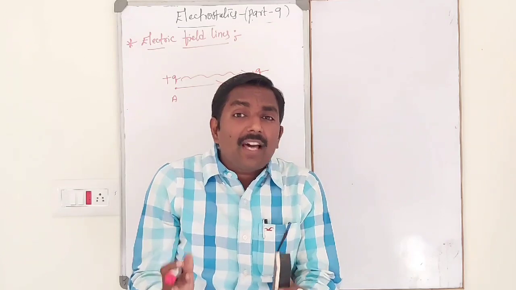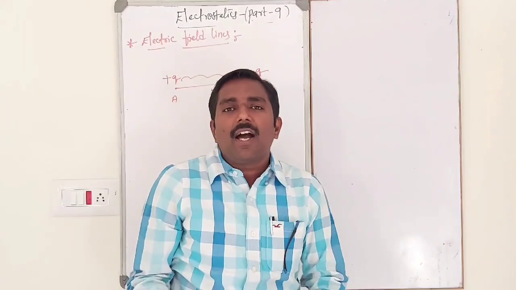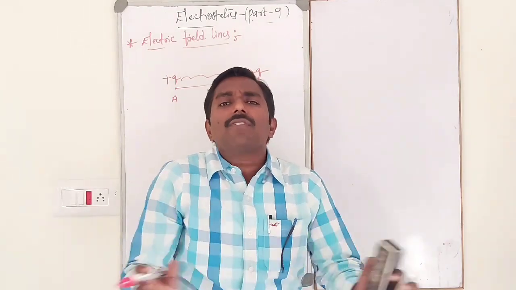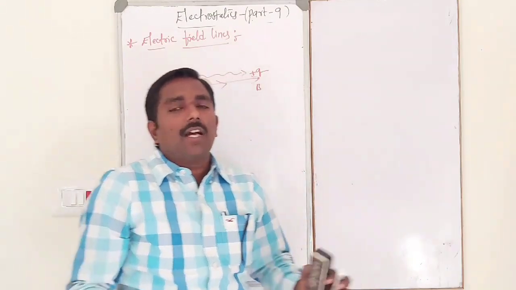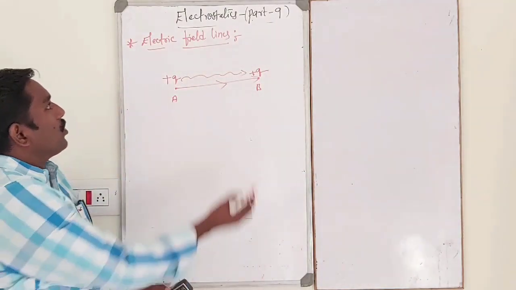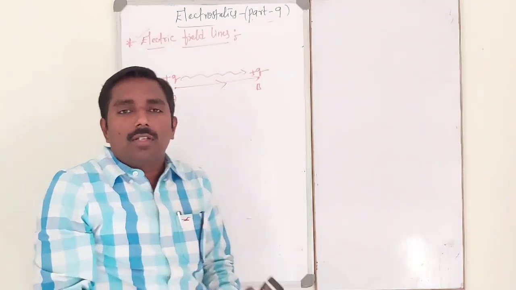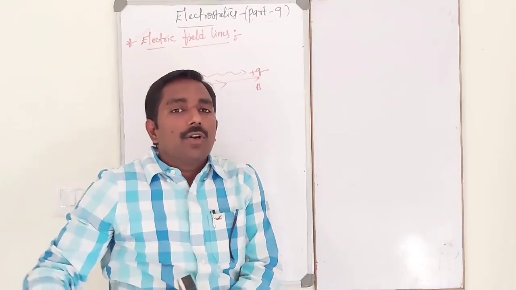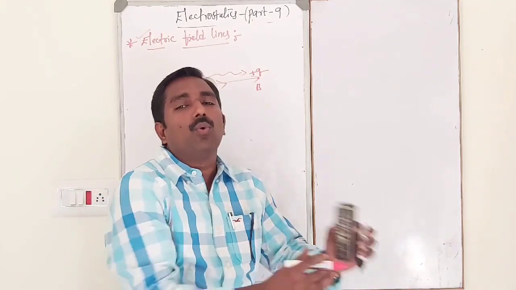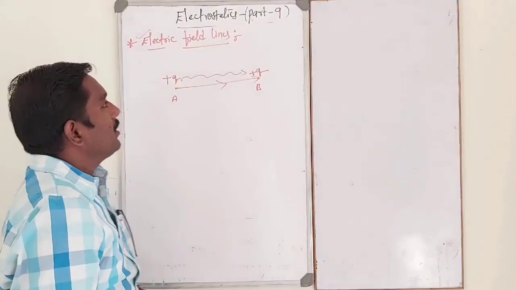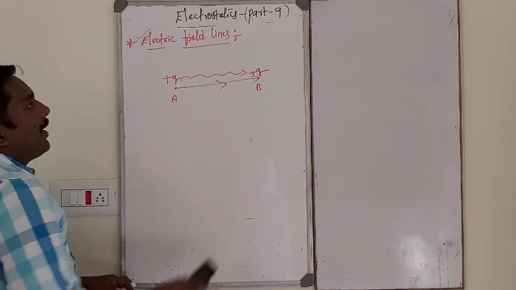Electric field lines are imaginary lines. There is no physical existence. So what is meant by an electric field line? It is a track or path in which a unit positive charge moves or tends to move inside the field. That is called electric field lines.